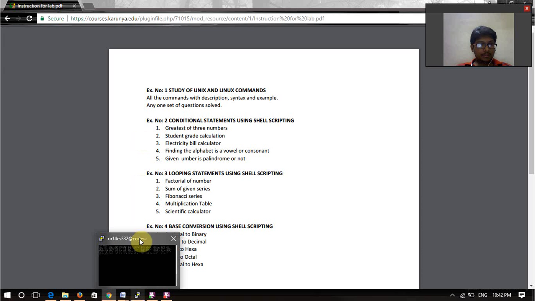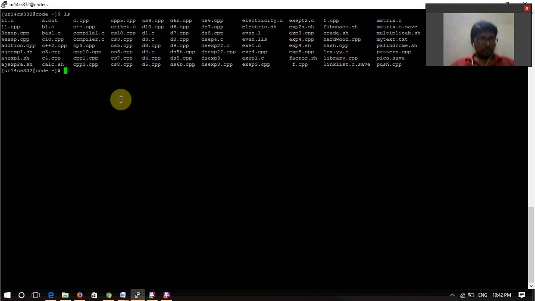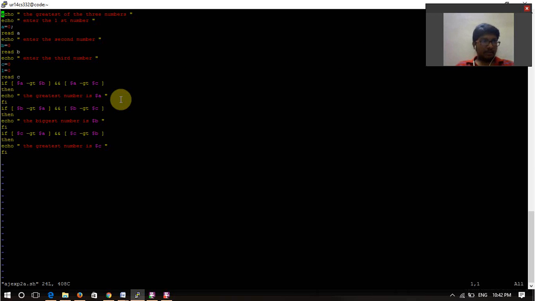For this I have the programs. This is my program for the first one. First, echo writes the quotation like "greatest of the 3 numbers", and echo "enter the first number", then read the first number, and enter the second number, read the second number. Similarly for C, read C.